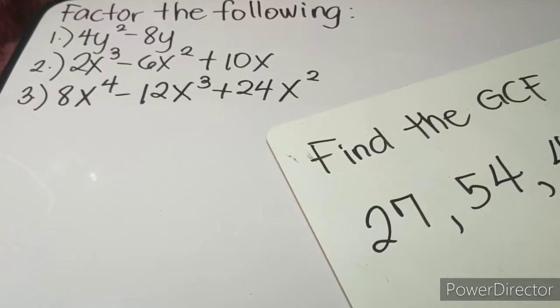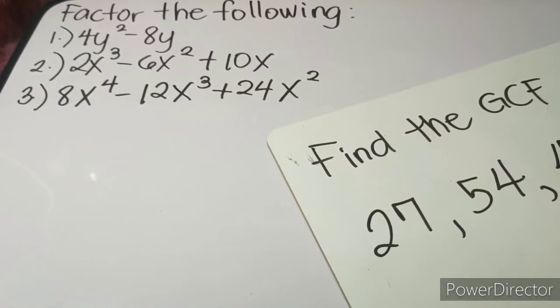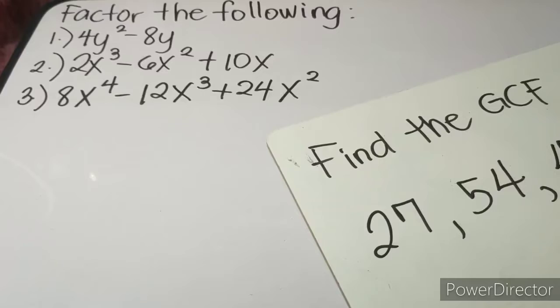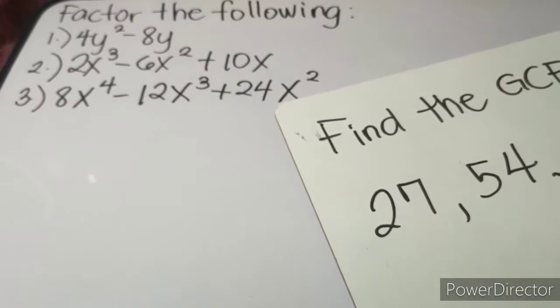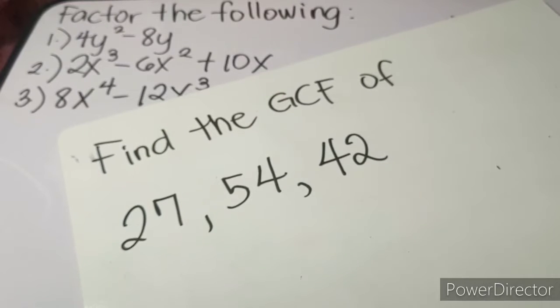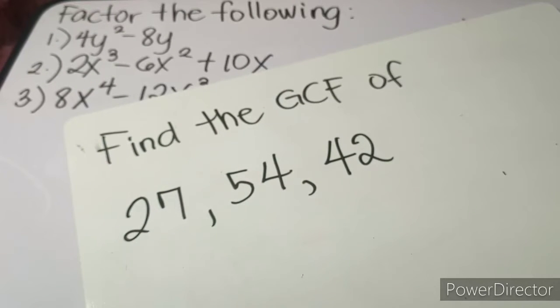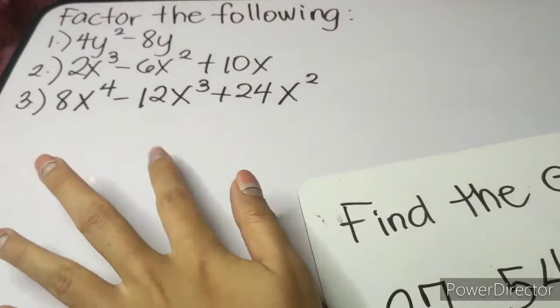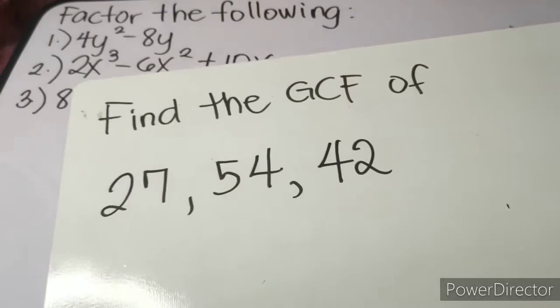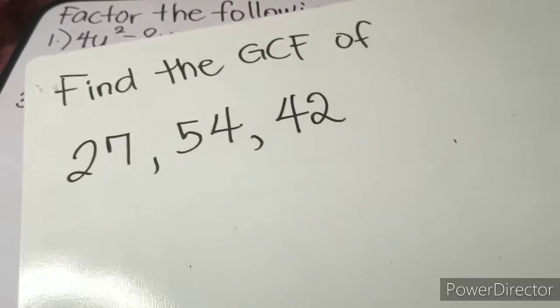Ginagamit ko yung listing method ng prime factorization so that I will see kung ano yung magiging greatest common factor nila. So, ganito yung process. I will just show you first using numbers. Okay, so let me show you how to find the GCF of 27, 54, and 42.